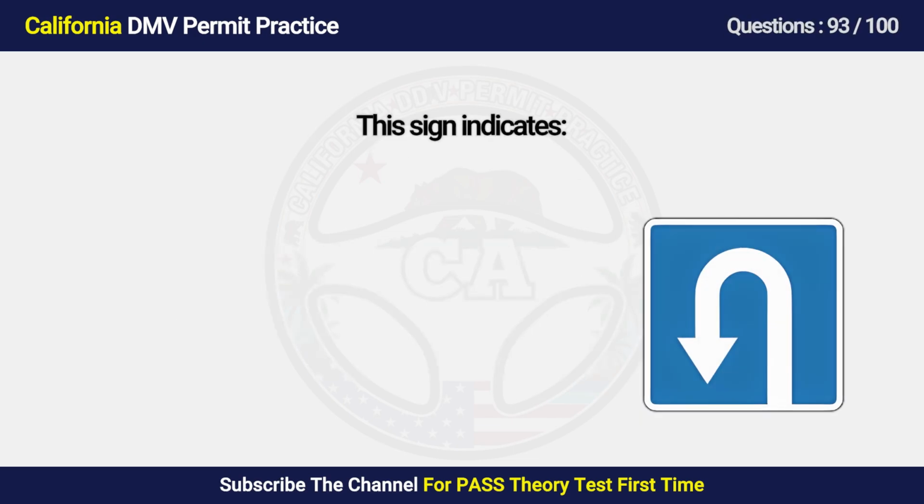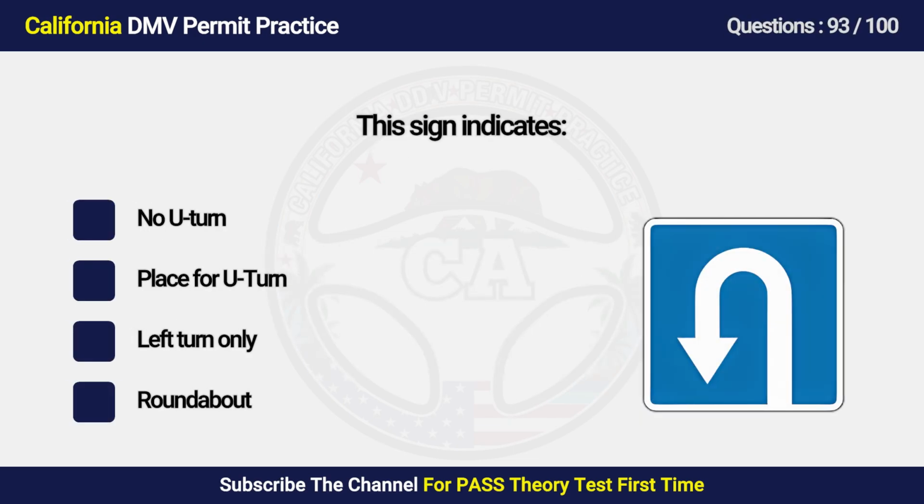Question 93. This sign indicates A. No U-turn. B. Place for U-turn. C. Left turn only. D. Roundabout.